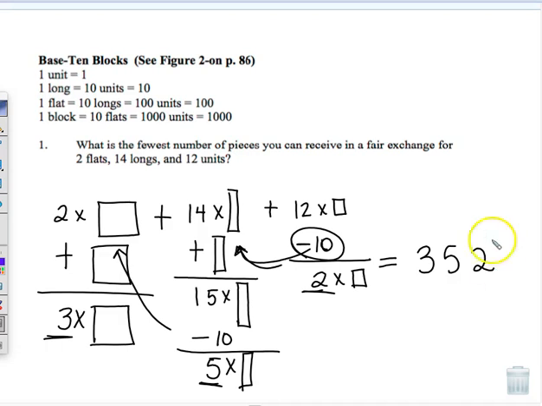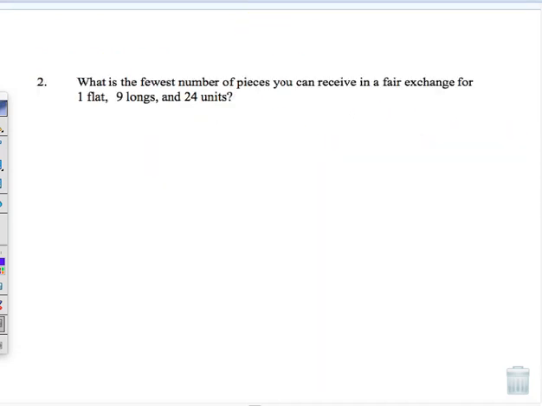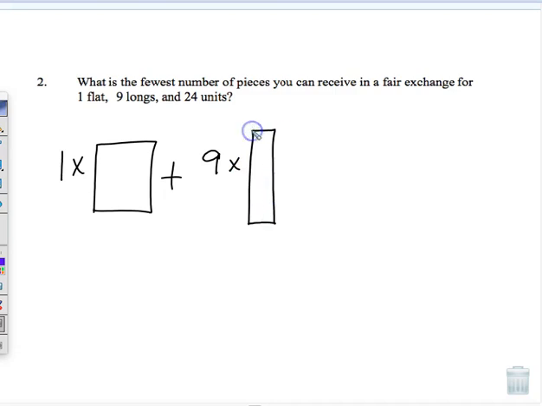All right, let's do another one like that. So going on to the next page, same type of problem. What's the fewest number of pieces you can receive in fair exchange? I have here 1 flat, plus I have 9 longs, and I have 24 units. And definitely if I was teaching in elementary, I would draw out 24 units, or I would hand them 24 units, I would hand them 9 longs, I would hand them 1 flat. I would not use this multiplication notation like I'm doing here with you.